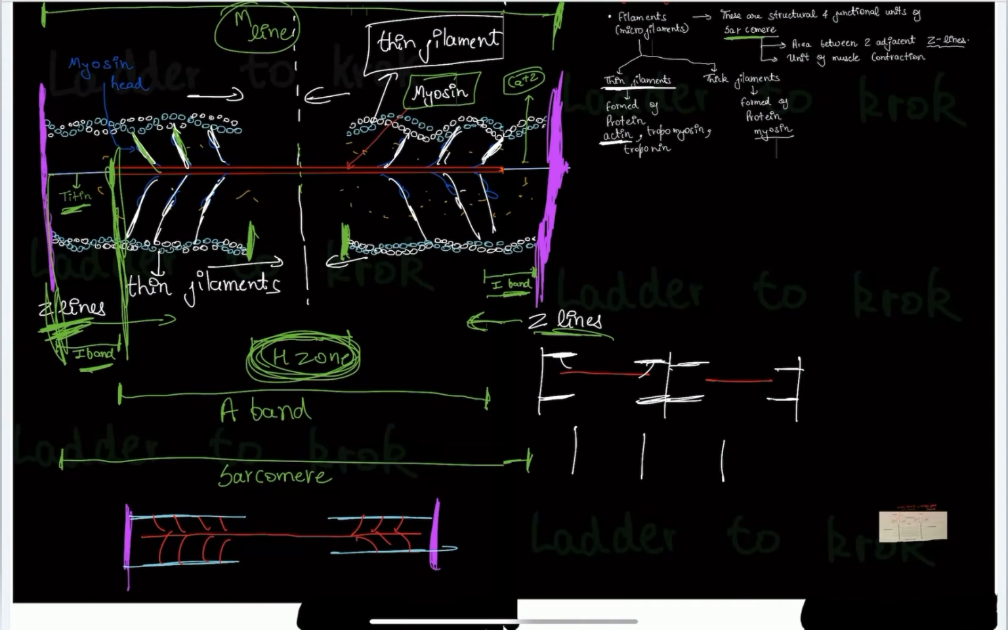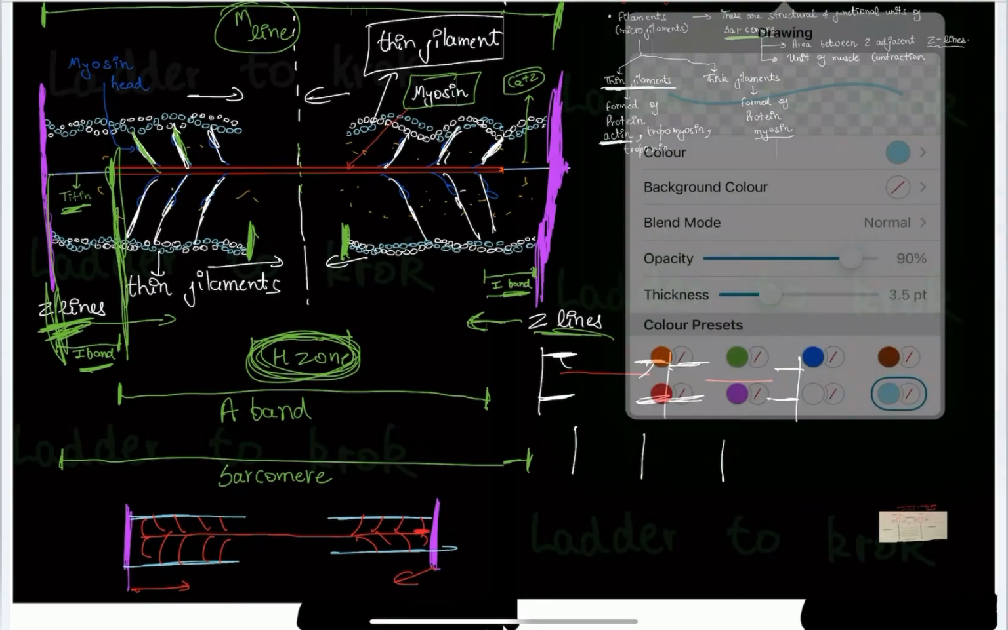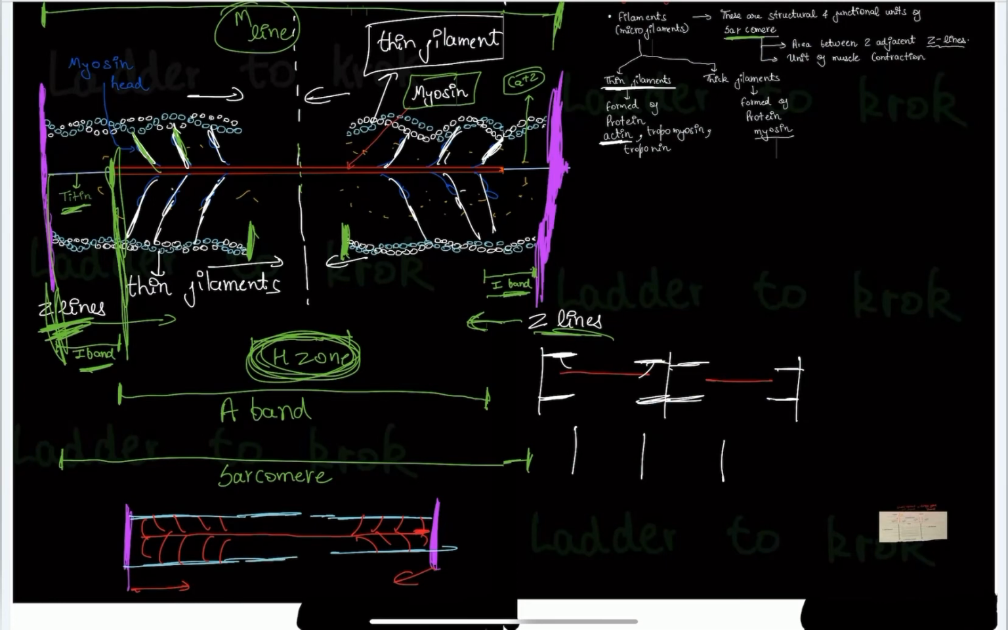For your understanding, see, these Z lines will come close to each other. When they come close, what will happen? This A band, this H zone will also come close. The actin protein will move. If someone asks you which protein will move, it is actin. This actin filament, or thin filament, will move, because the myosin head will pull them towards each other.